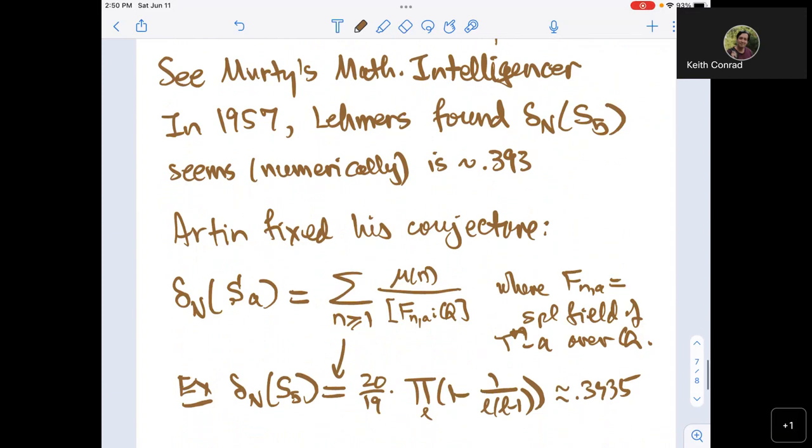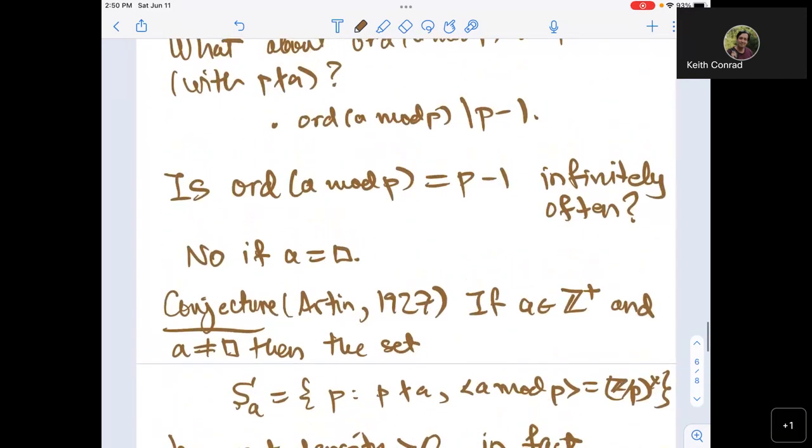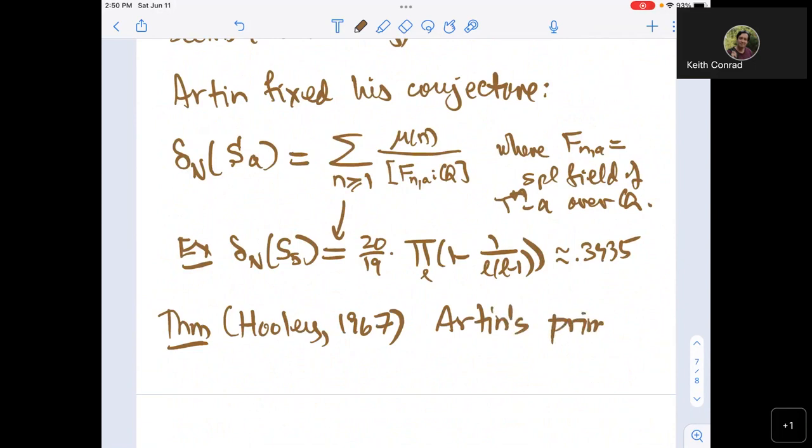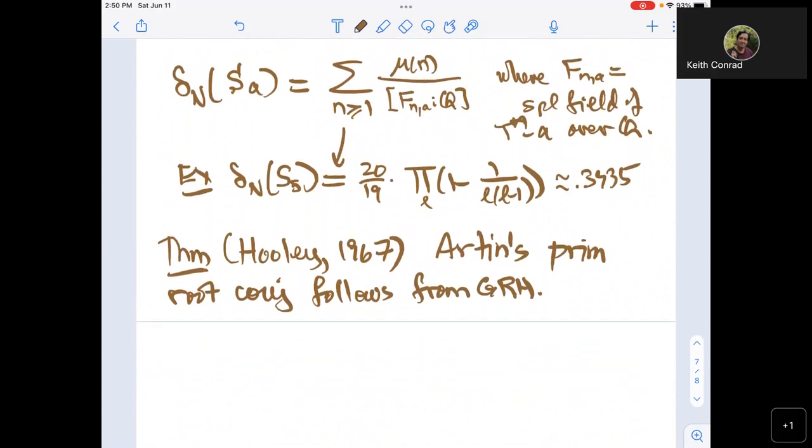So it turned out in 1967. Why do all these years end in 7? 27, 57, 67. So then in 1967, Hooley proved that Artin's primitive root conjecture follows from the general Riemann hypothesis for zeta functions and number fields. So it's a conditional result, but conditional on something that's very widely believed. And so as soon as someone announces a proof of the general Riemann hypothesis, here's a concrete consequence: the Artin primitive root conjecture is true.